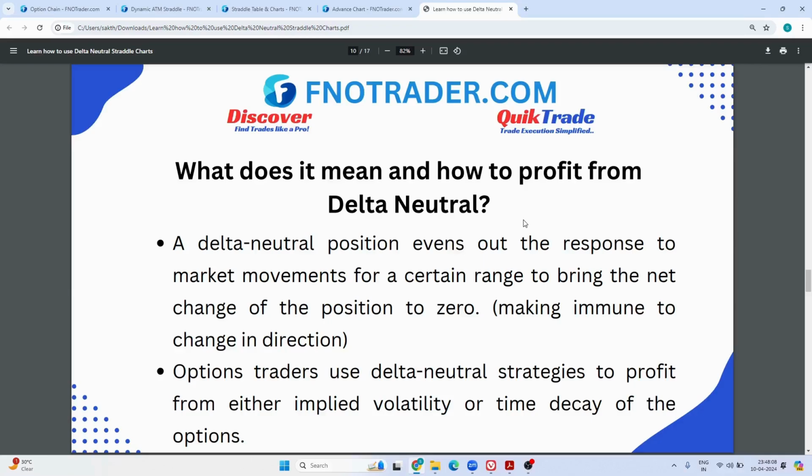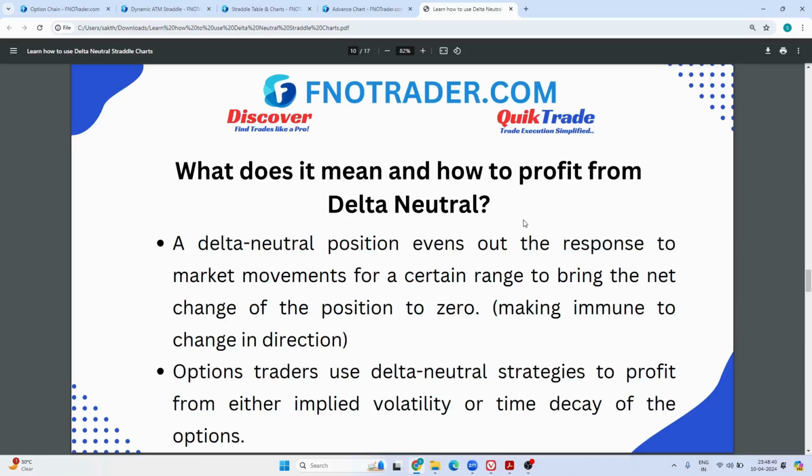If direction is neutral, Nifty or Bank Nifty can go up or down, but you are not making any money on the direction side. So what is it that you actually trade if you are making the delta neutral? You are basically trading theta or vega. Vega is your implied volatility, and theta is the time decay of the options.